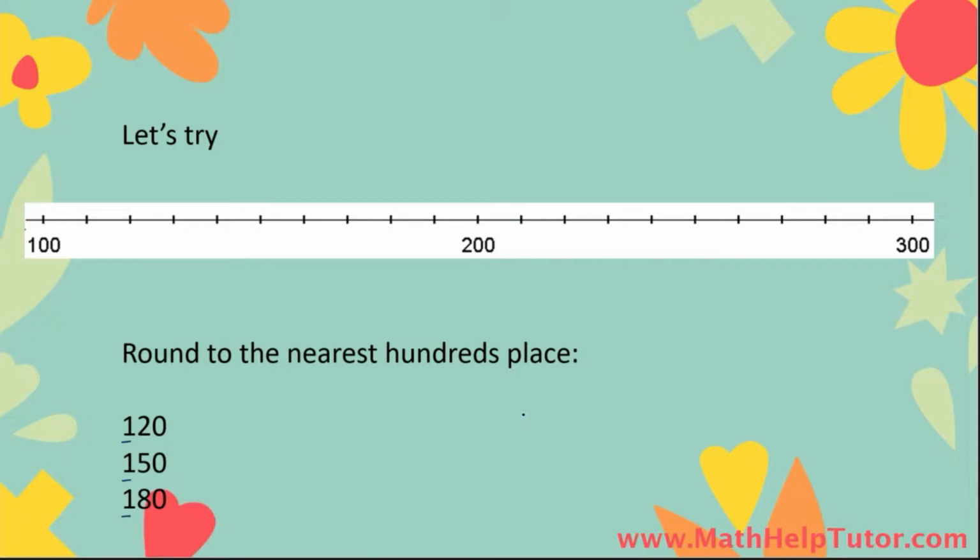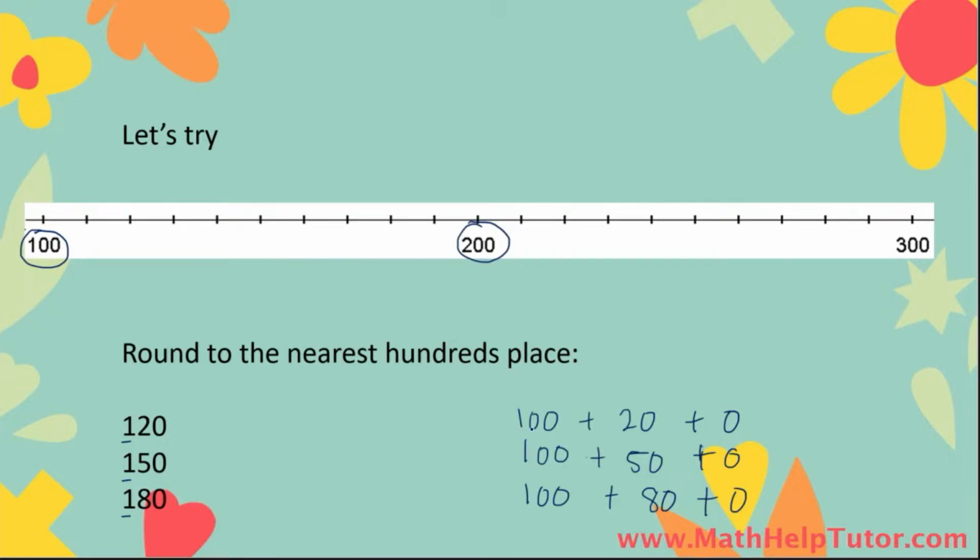So if we write the expanded form of these numbers, you have 100 plus 20 plus 0. For 150, you have 100 plus 50 plus 0. And then for 180, you have 100 plus 80 plus 0. So here you can see that our current hundreds place for all these numbers is 100, which is this number in our number line. After that, we determine the next hundreds place for our numbers, which is 200.